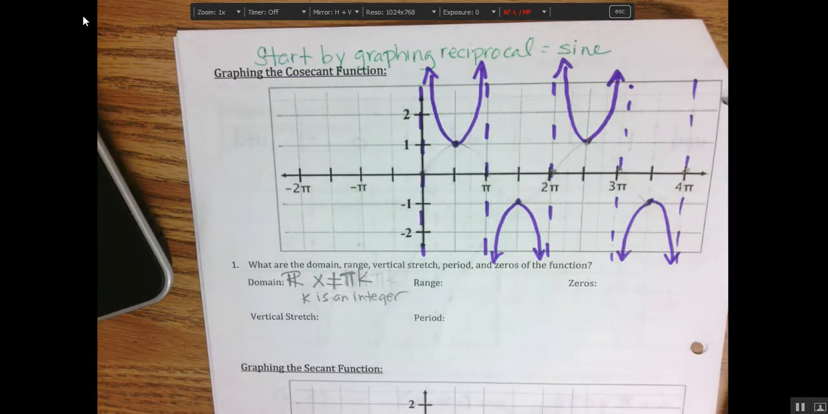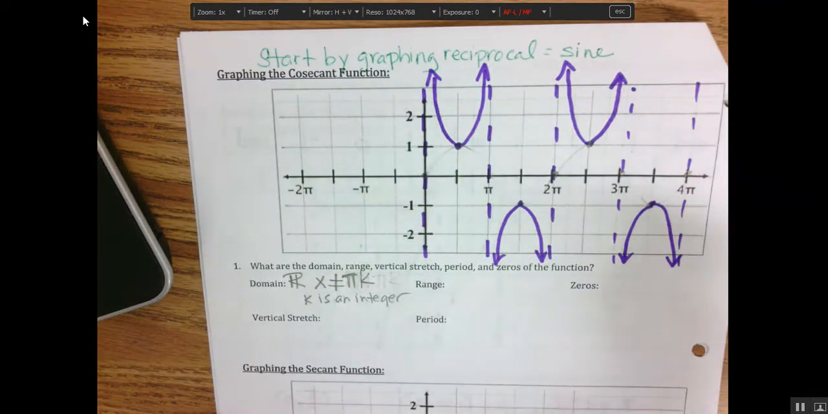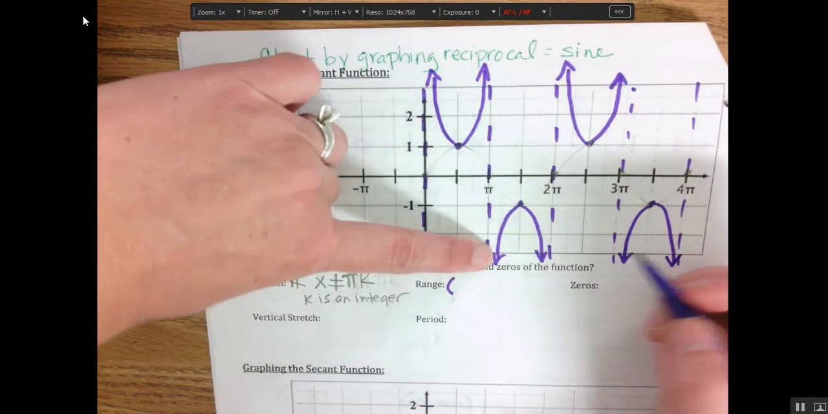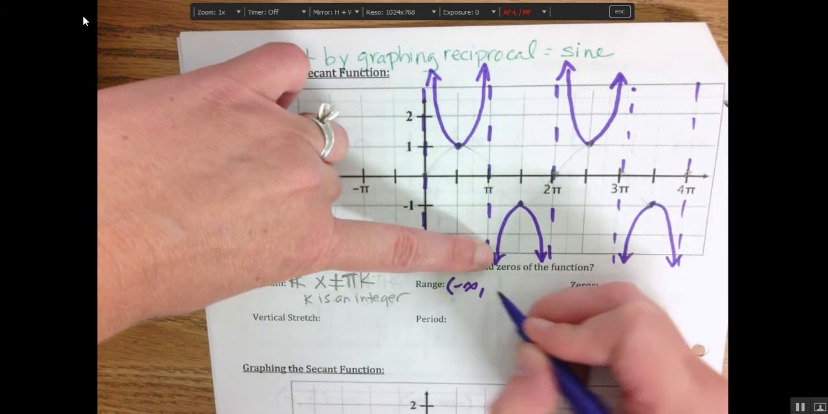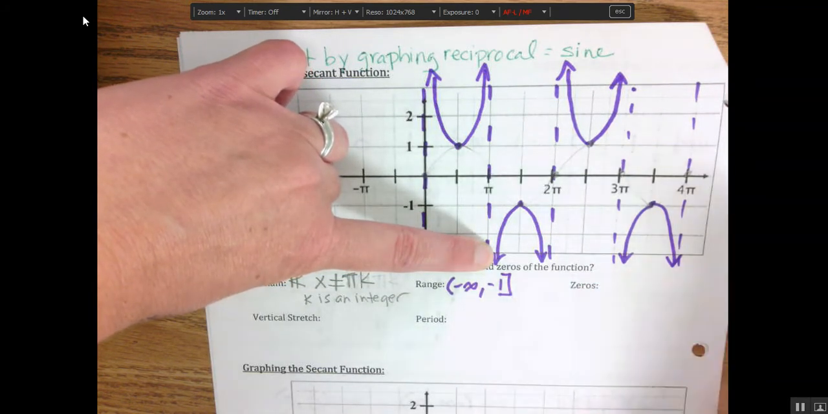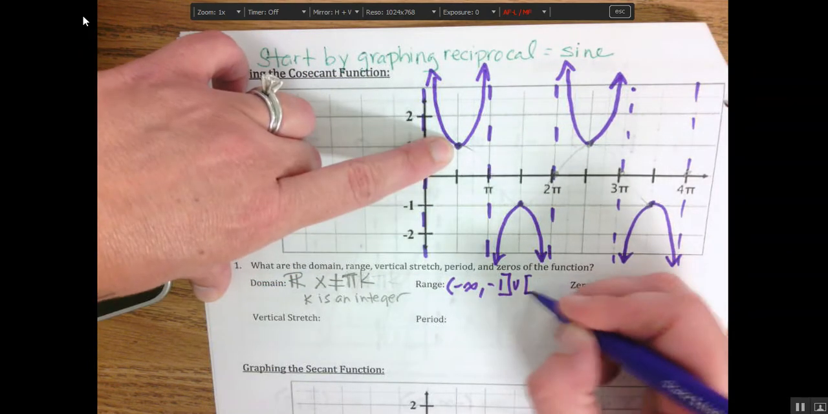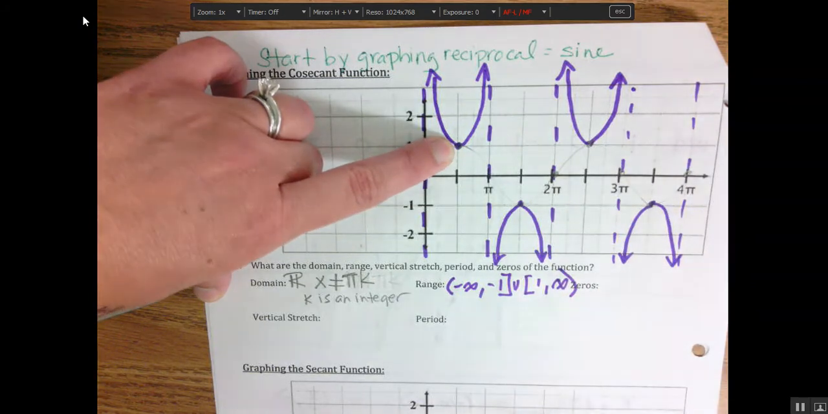All right, range. So Oyston pointed out that our range needs to have two parts to it because we have this piece and then we have this piece. Do you have it, Oyston? Yeah, okay. Parentheses, negative infinity, comma, -1, bracket, and then union, bracket, 1, comma, infinity, parenthesis. Did I get it?